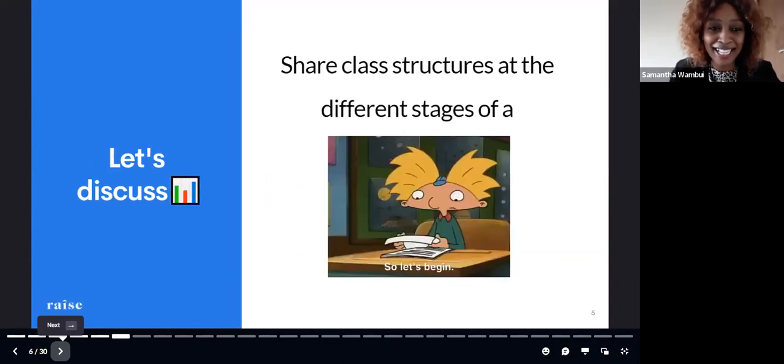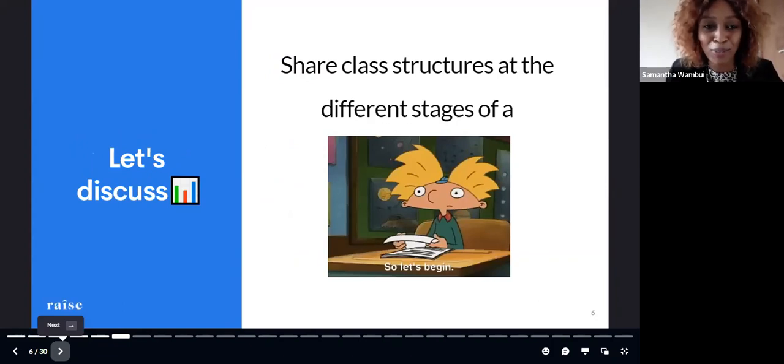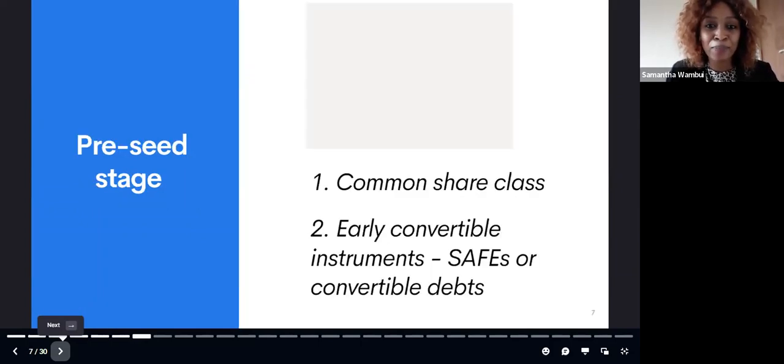So now that we are done with defining the complex terms used whenever we're discussing the cap table, we'll talk about the share class structures that are different at different stages of your round. And then we're also going to go through a demo to show you how this is set up on the Raise platform. So moving to the next slide.